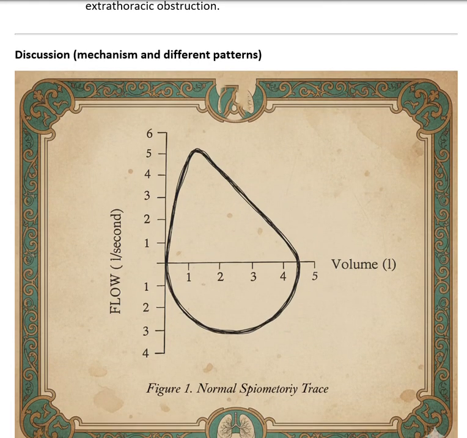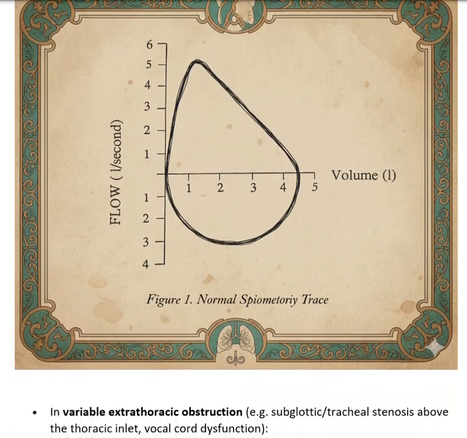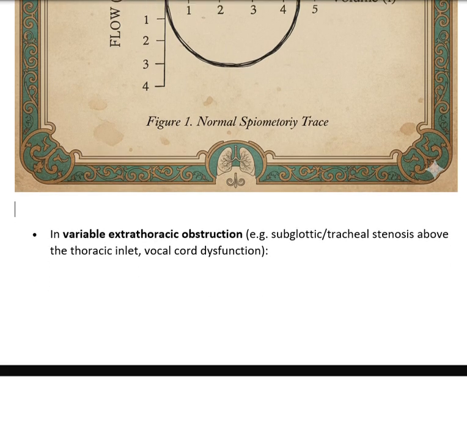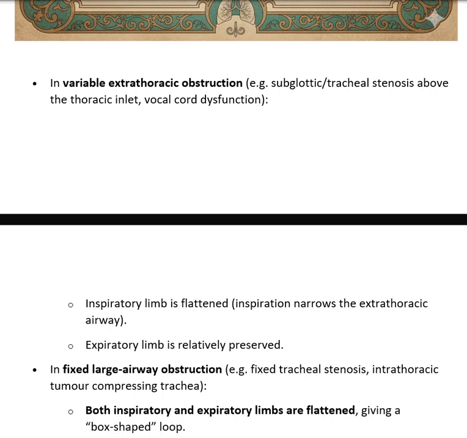Discussion. In variable extrathoracic obstruction, for example subglottic tracheal stenosis above the thoracic inlet or focal cord dysfunction, the inspiratory limb is flattened due to inspiratory narrowing of the extrathoracic airway, while the expiratory limb is relatively preserved.